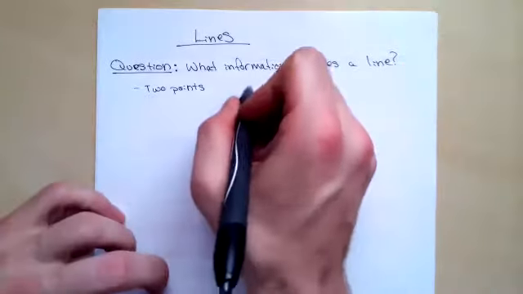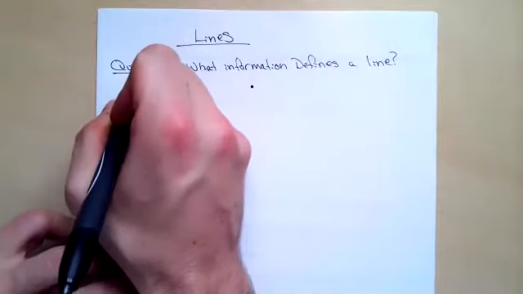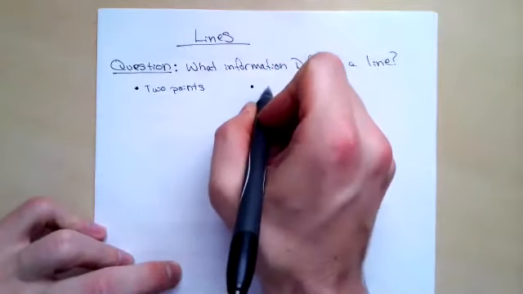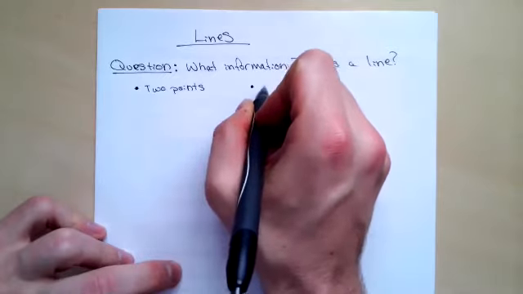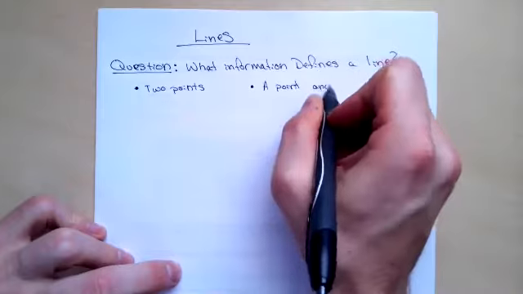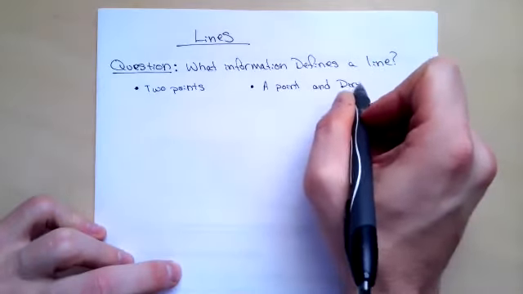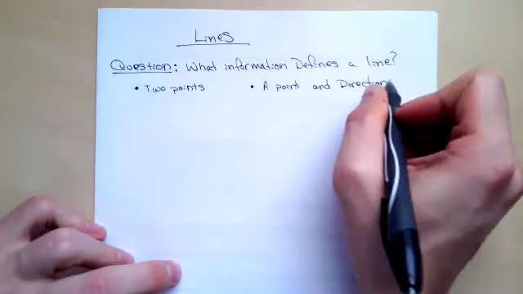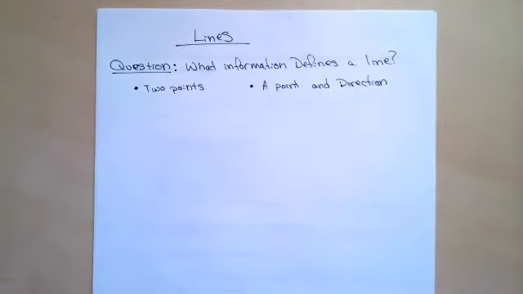I also want to give an alternative set of information. Namely, we can have 1 point and a direction. It's going to be a little bit better way of thinking about the information that we have in lines, and it actually serves a good purpose in calculus.